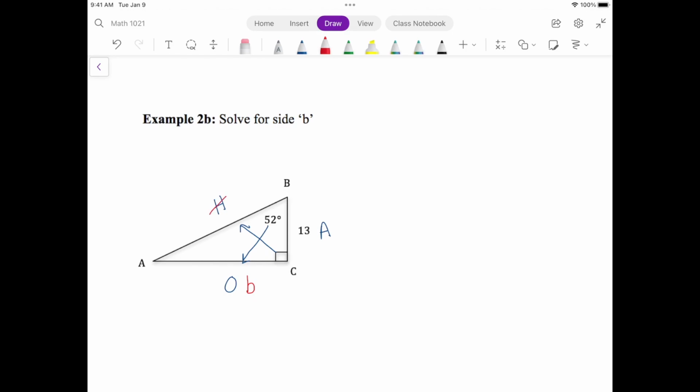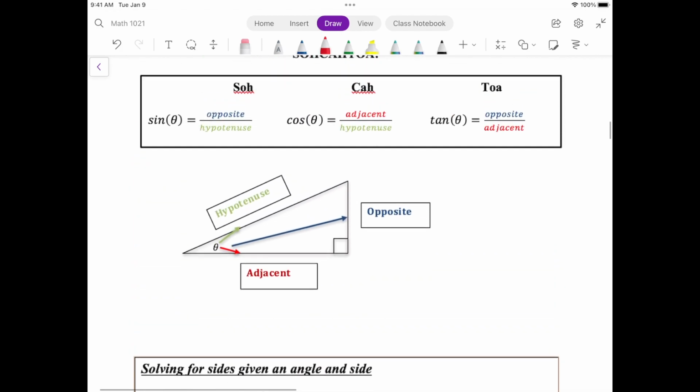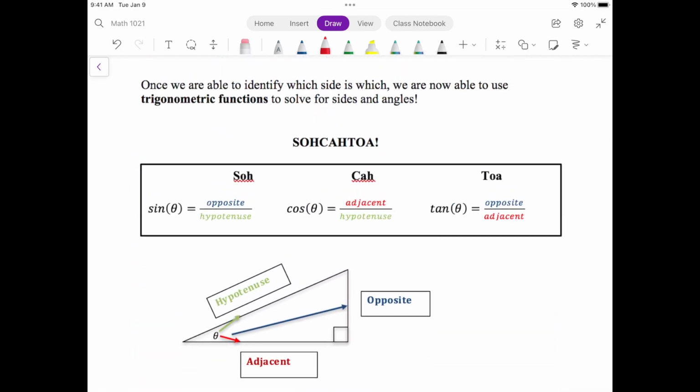So I don't really care about the hypotenuse. I'm not given any information about it, and I'm not looking for it. So I want to use the function that uses opposite and adjacent. So opposite and adjacent is the tan function.